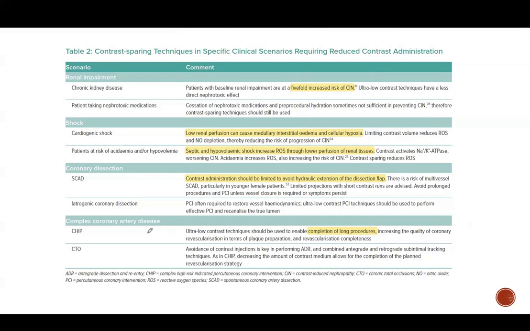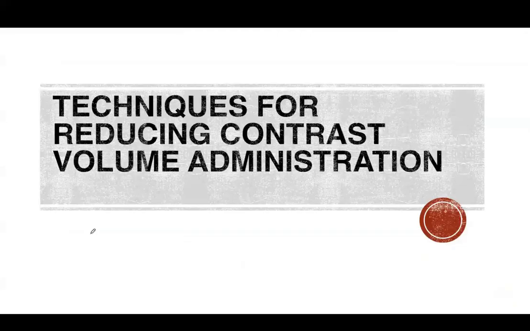And in complex coronary artery disease procedures like chronic total occlusion and complex high risk PCIs, called CHIP, the duration of the procedure is long. If you give more contrast, there are more chances that the patient will land into contrast-induced nephropathy. So how do you reduce the contrast volume administered, that is ultra low contrast PCI?